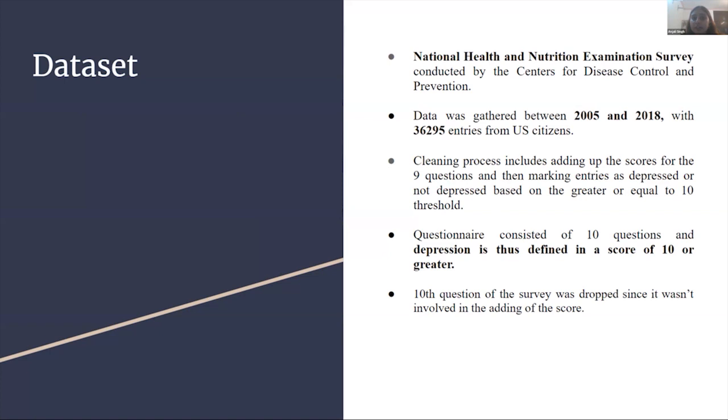Only the data that remained consistent over time was used. The questionnaire consists of 10 questions, and depression is defined as a score of 10 or greater. The 10th question of the survey was dropped since it wasn't involved in the adding of the score. The cleaning process includes adding up the score for the 9 questions and then marking entries as depressed or not depressed based on the greater than or equal to 10 threshold.